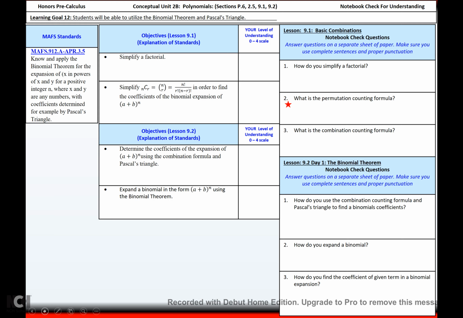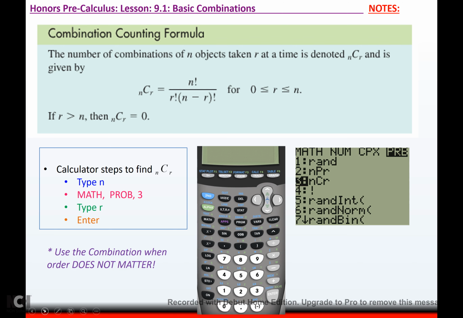Alright, so we already answered that. The combination counting formula. Now this is when the order that you put things in does not matter. The formula looks pretty similar. The only difference is you're still taking n objects r at a time. But when the order that you take them in doesn't matter, you use the combination formula instead of the permutation formula. And it's got one extra little thing to it.